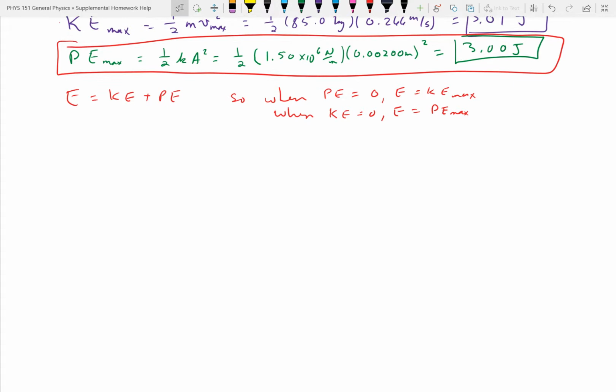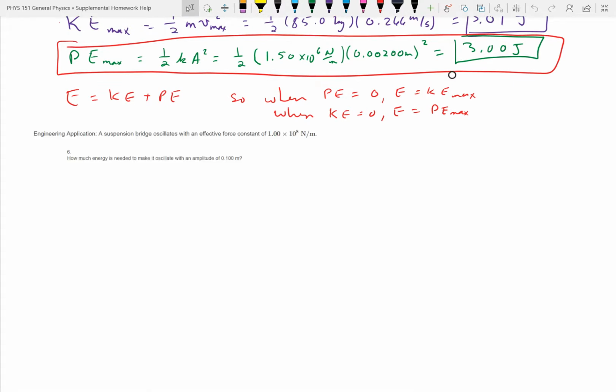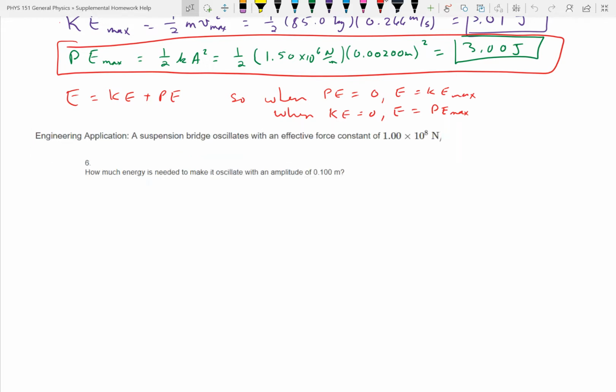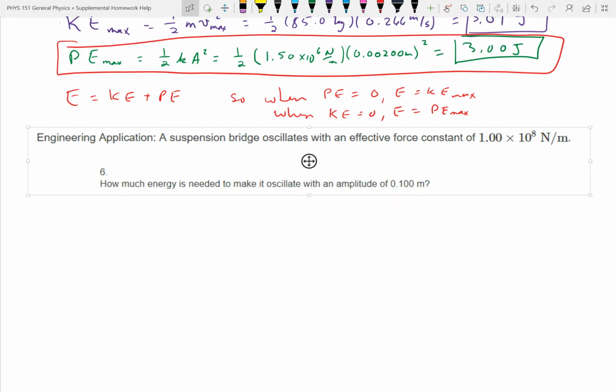So we have a suspension bridge with an effective force constant of 1 times 10 to the 8th newtons per meter. How much energy is needed to make it oscillate with an amplitude of 0.1 meters? Now I said we should start with a picture, right? What would you make for your picture here?